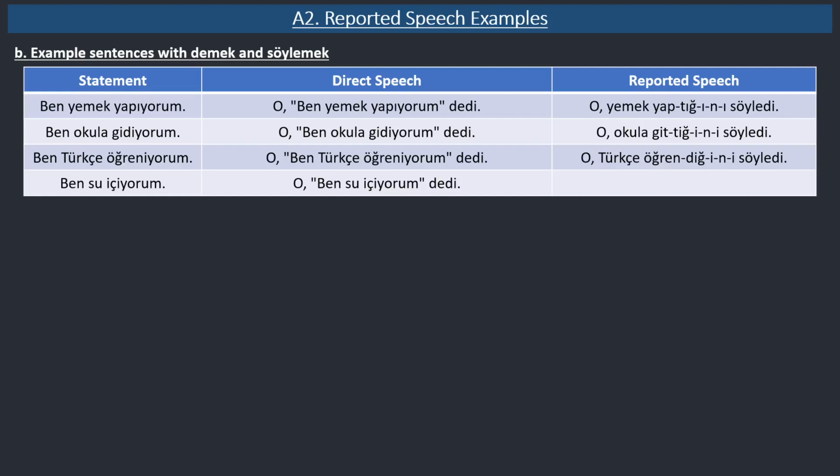Yes, Havla, he said ben, but you are not using this direct quoting. You are using the reported. This goes the same way even in English. Like he says ben su içiyorum, it becomes he said that he is drinking water. Exactly. Even in English you change it. So Turkish is not that different. We are changing the pronoun from I to he. O su içtiğini söyledi.